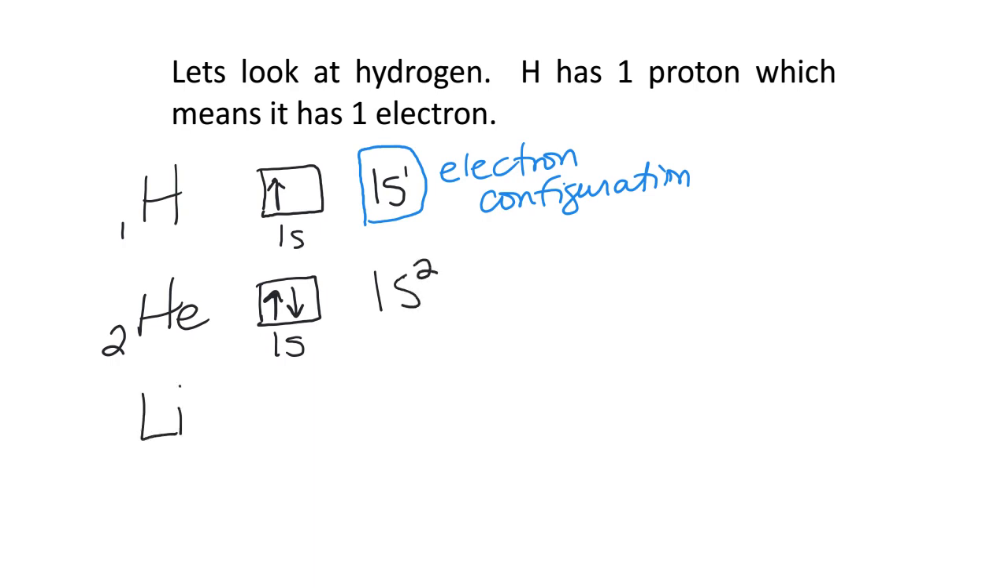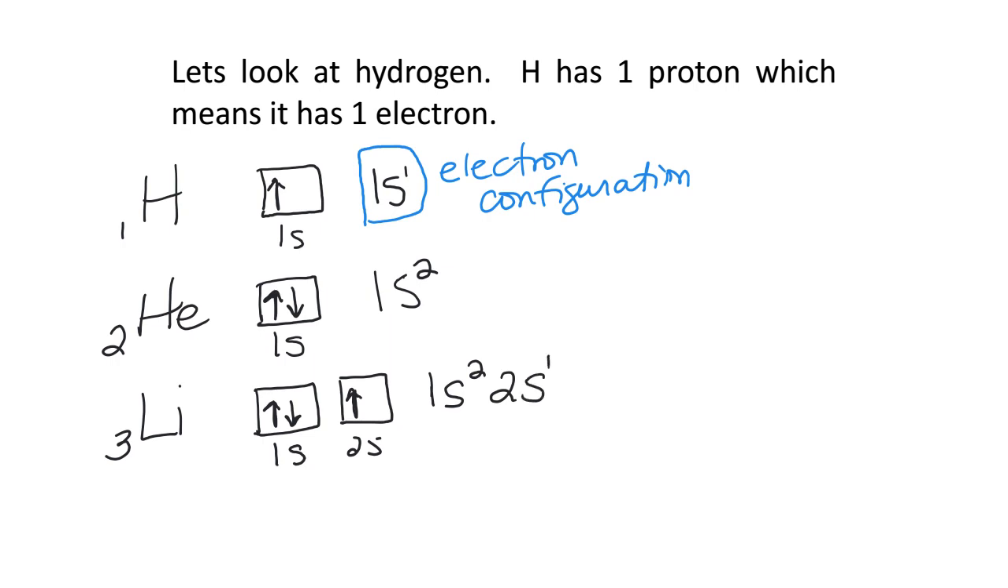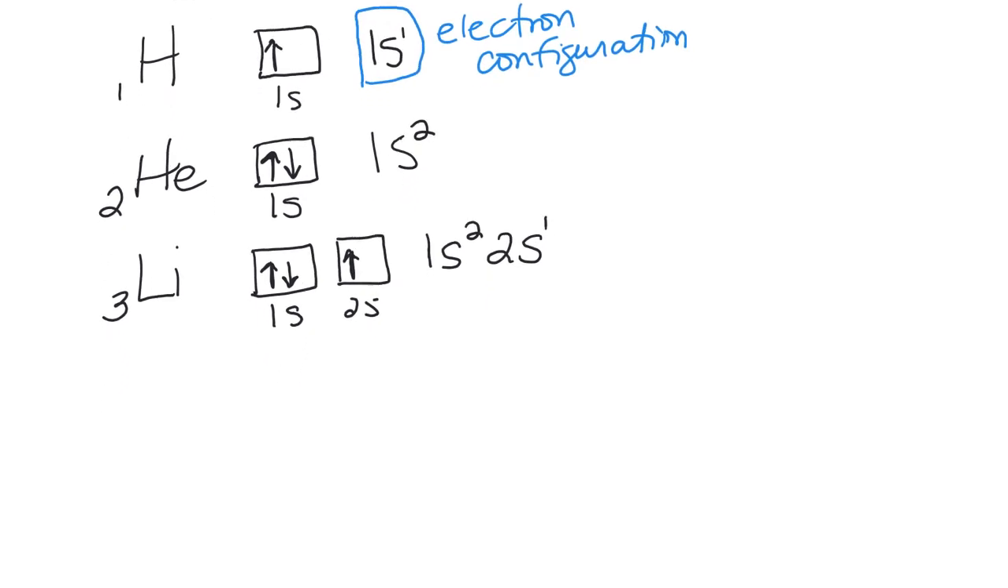Let's look at lithium. Lithium has 3 electrons. Well, we're going to start with the 1s. We're going to put 2 electrons in there, but we still have 1 more electron. So then we're going to write the 2s, and we're going to put that next electron in there. So the electron configuration is this: there's 2 electrons in the 1s, and then there's 1 electron in the 2s. Okay? So let's go on to the next one, which is beryllium.